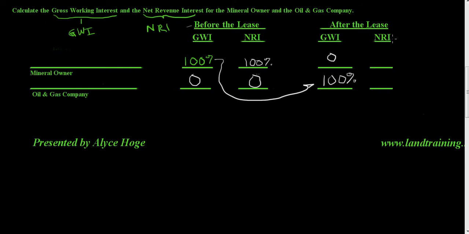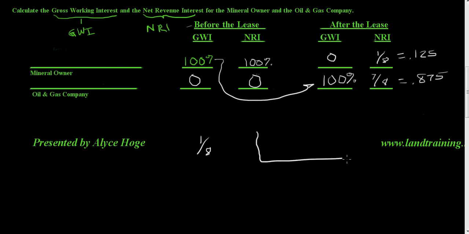And then we have the net revenue interest. If they give him a 1/8 royalty, that's what he's going to be entitled to, 1/8 of the proceeds. Or if we want to do the decimal for that, it's a 0.125 interest as his net revenue interest. And that's the way we do it in division orders. We use the decimals rather than the fractions. So if he gets a 1/8, what does that leave the oil and gas company with? 7/8, or 0.875.